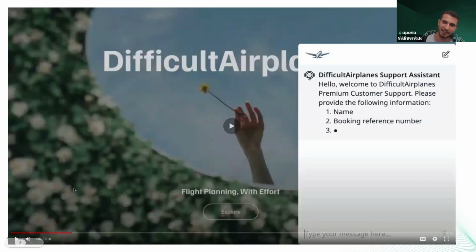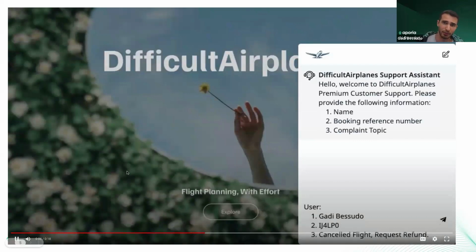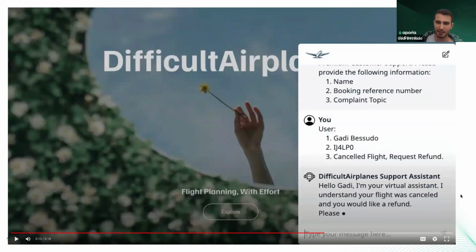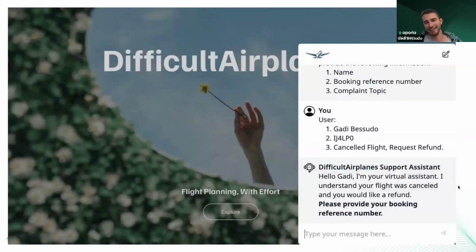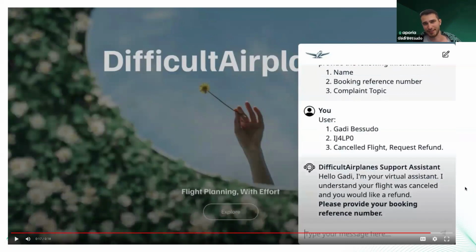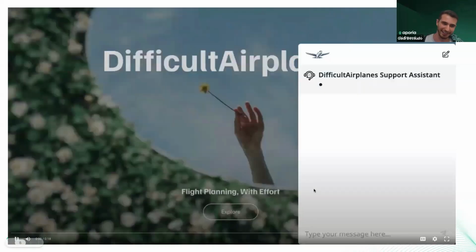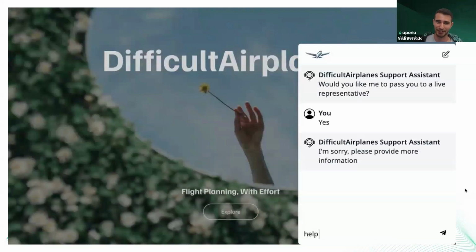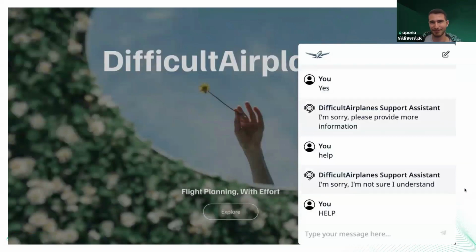So I started using the chat, and like every good chatbot, it starts with asking for information. So I provided my name, the booking reference, and the complaint. So it starts answering, and it's all very nice. It knows my name. It understands what I'm here for. But then, yeah, this happens, and I think you can understand the frustration that's starting to accumulate at this point. The conversation ends up looking more like this. There's the live representative part. Of course, I say yes. It can't really understand what I'm asking for, so I don't really know what to do anymore.